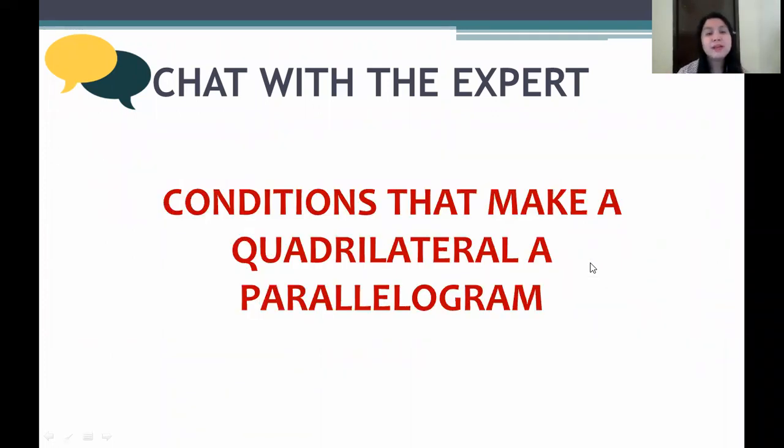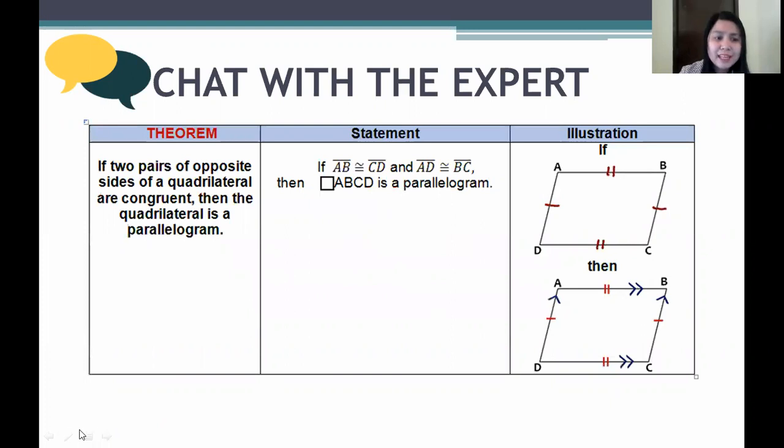Now, let's talk about conditions. How will you know that a quadrilateral is a parallelogram? Here are some theorems. Actually, these are the opposites of the ones that I told you a while ago. If this is a quadrilateral and two pairs of opposite sides are congruent, then it is a parallelogram.